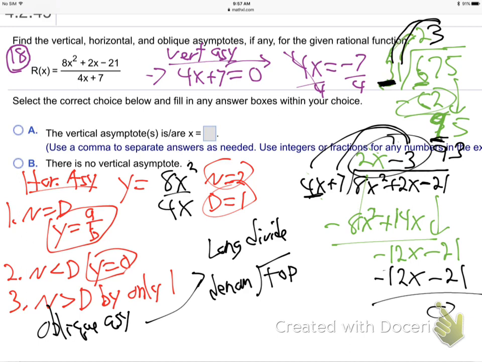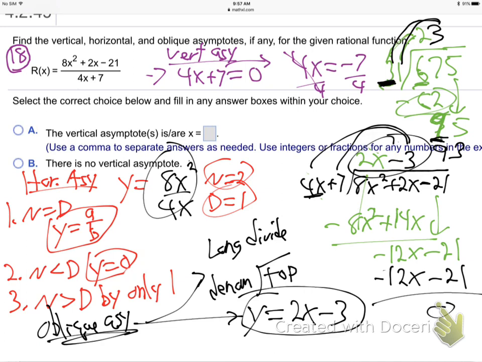So like I said, dividing these was close, but it wasn't exactly right. The real horizontal asymptote, oblique asymptote, diagonal asymptote equation is y equals 2x minus 3. So you have to long divide to make that happen. A little messy there.